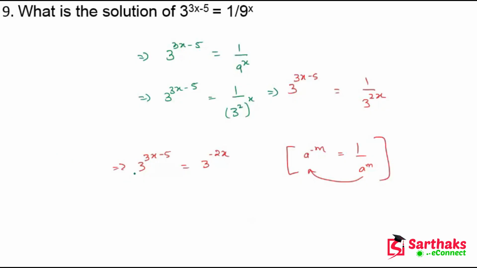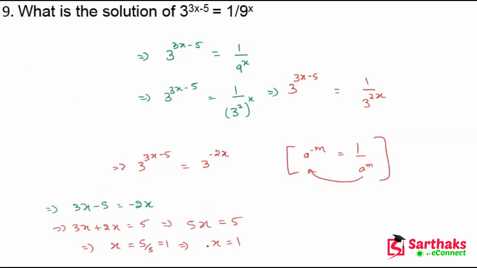Now we can compare this. If we compare, 3x minus 5 equals minus 2x. We are comparing because the base is the same. So this will become 3x plus 2x equals 5. 3x plus 2x is 5x, and this equals 5. So x will be 5 upon 5, which is equal to 1. So the value of x is 1, my dear friends. I hope you understand these things.